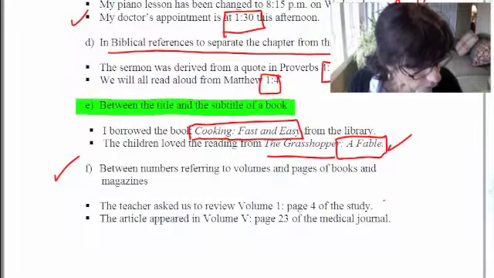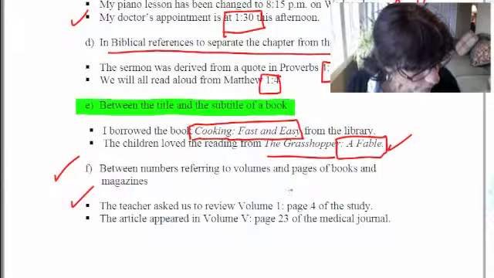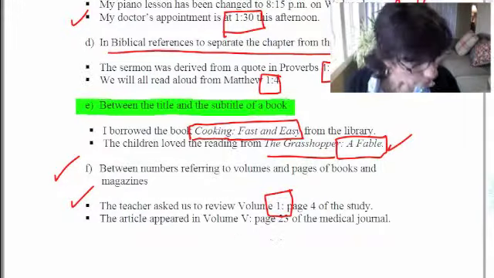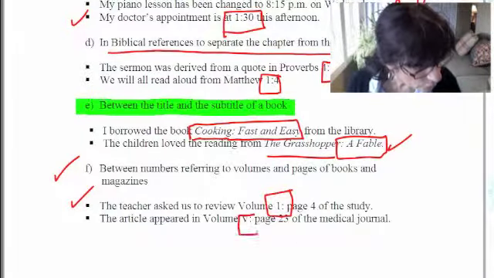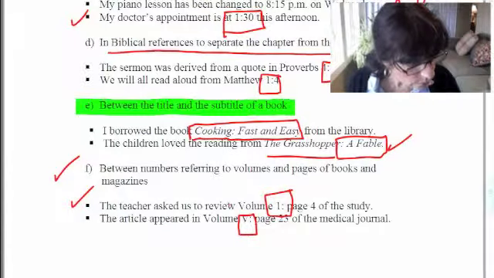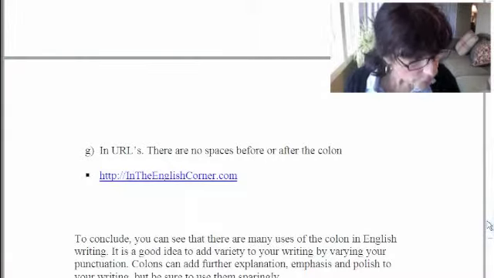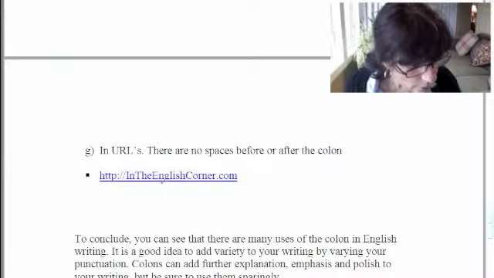Another use of the colon is between numbers, referring to volumes and pages of books and magazines. Example, the first one, the teacher asked us to review volume 1, page 4 of the study. So you're separating the volume from the page, so there's your colon. The article appeared in volume V, Roman numeral 5, page 23 of the medical journal. You would see it separated with a colon. So you'd separate the volume and the page of the book with a colon, and it makes it clearer to understand. And the final use of the colon is in URLs.